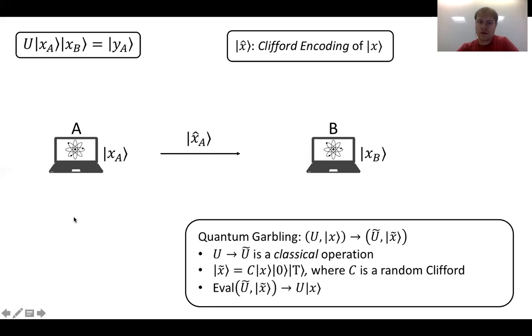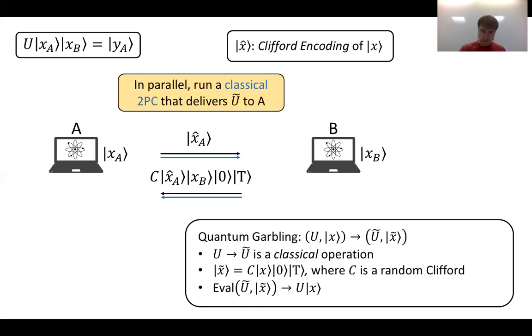Okay, so first we're going to have A send over an encrypted version of its quantum input. For this, we'll use something called a Clifford encoding. And then we'll have B send back a garbled input. So it's going to append its input XB to A's input XA, and garble that input by appending 0 and T states, re-randomizing with the Clifford, right? So this gives A the garbled input. We also have to give A the garbled unitary, right? And so we're going to enable this with a classical 2PC or a classical NISC protocol, okay?